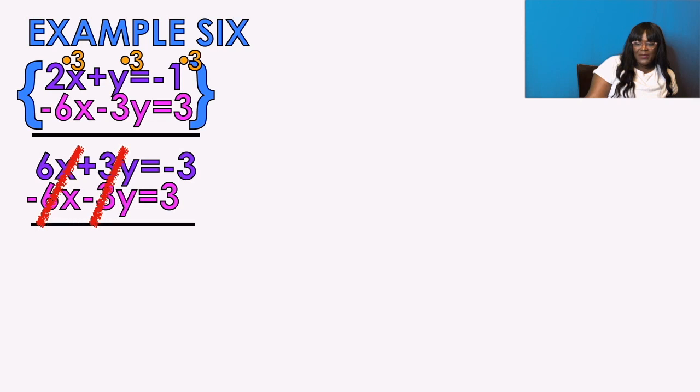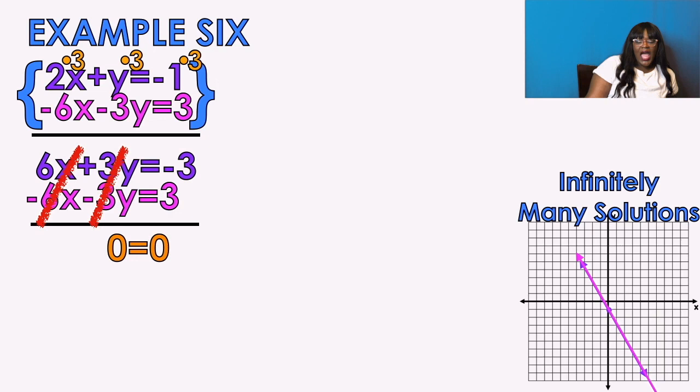Look what's happening. I got opposites on both sides again. But 0 this time equals 0 because the negative 3 and the positive 3 are also 0. So when it's a true statement, it's infinitely many solutions. True statements, infinitely many solutions. Ta-da! In a nutshell, people. Okay? That is solving by elimination.